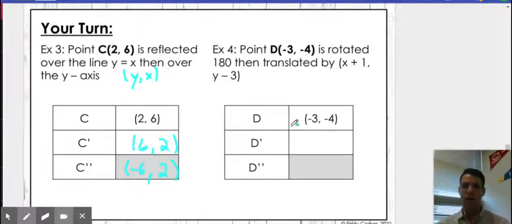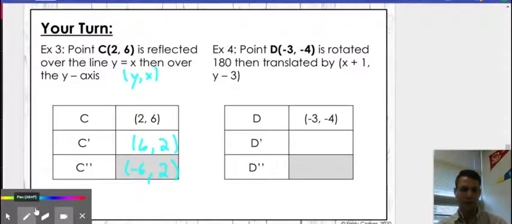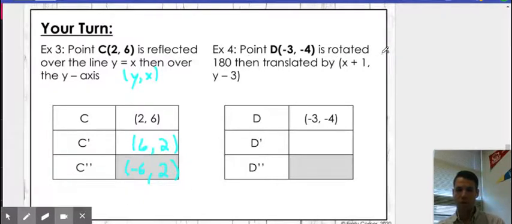In number 4, we're starting out with the point negative 3, negative 4. And I need to first rotate it 180 degrees around the origin and then translate it right 1 and down 3. For the first rotation part, that is going to give us negative x and negative y. Both become the opposite when rotating 180 degrees. And then we are translating to the right 1 and down 3 afterwards. So the first thing that would happen is that both of these will become positive, because I'm going to make them the opposite.